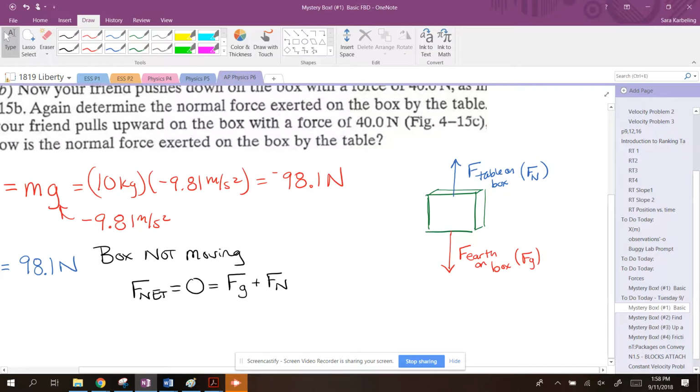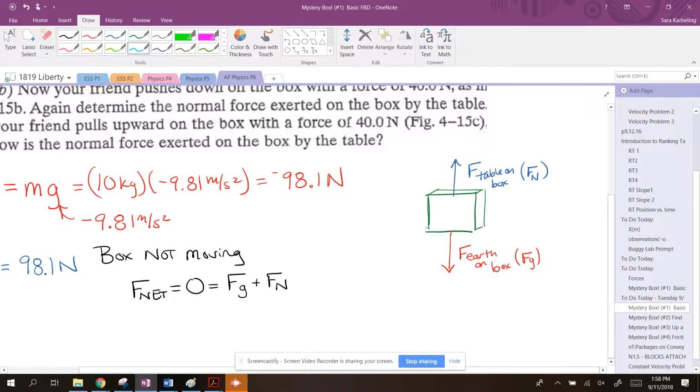So we've got the earth pulling down on the box. We've got the normal force, and now we've got somebody else, right? Which way's that arrow going to go? It's going to go down. It said that your friend is pushing down. I don't know why. It doesn't make a lot of sense. But for some reason, your friend is pushing down on the box.